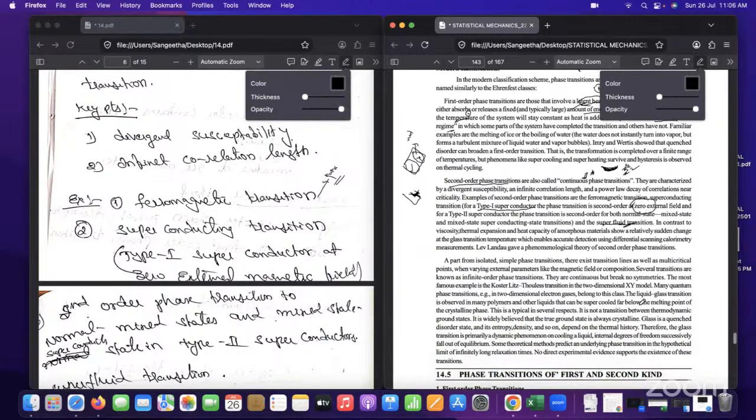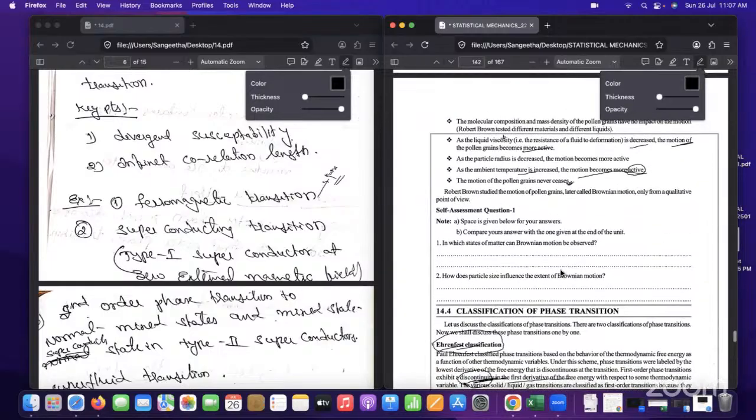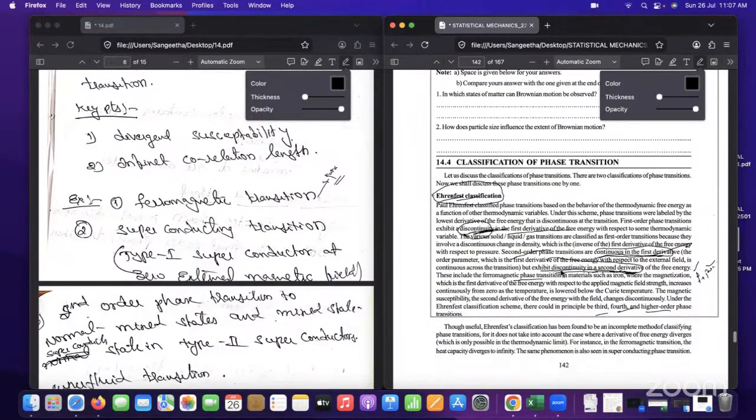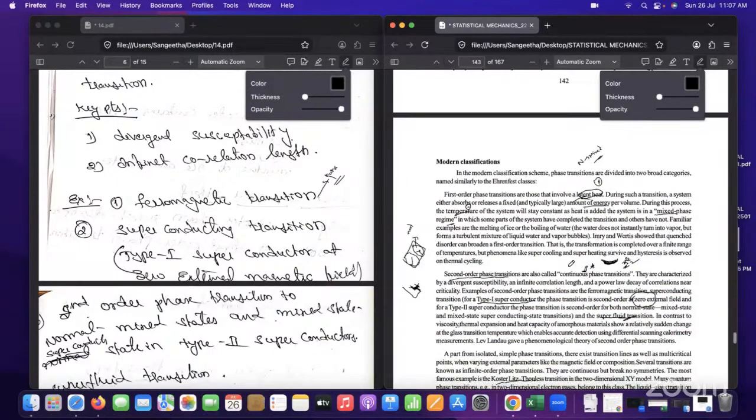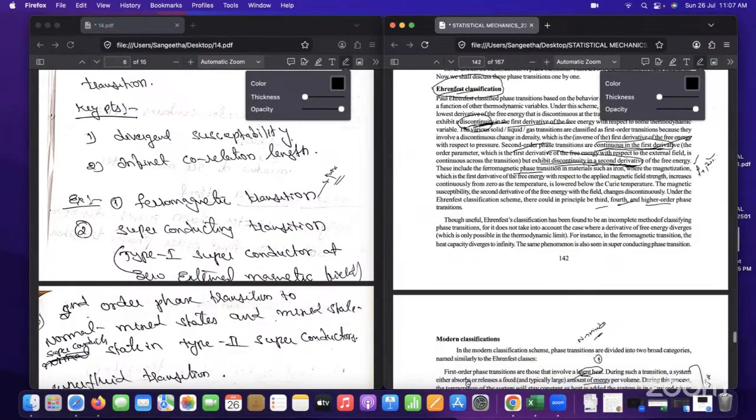So higher order phase transitions are also there. That is explained by Kosterlitz-Thouless. So if you get this as an essay question, classification of phase transitions, explain the Ehrenfest classification and explain the modern classification. In the modern classification, you explain these two paragraphs. The first paragraph is related to first order phase transition. The second paragraph is related to second order phase transition. Covering these two is enough for the classification of phase transitions.